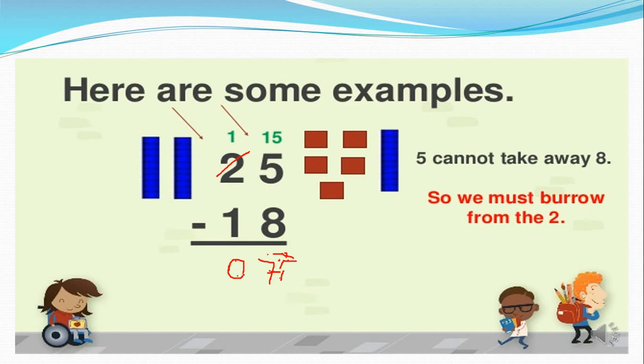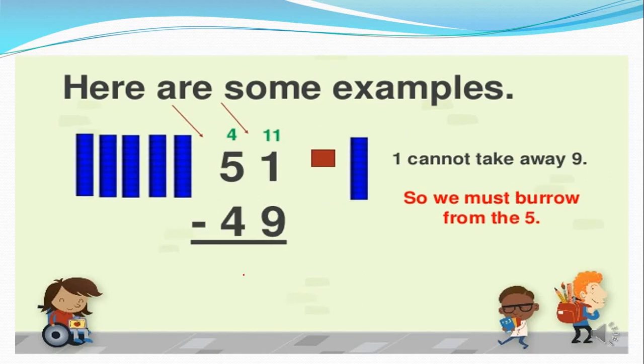Now let's move on to another example. Example number 2 is 51 minus 49. Let's check first the ones, and then the tens. 1 minus 9, is this possible? No, 1 minus 9 is not possible, because 1 is a small number and 9 is a large number. 1 cannot take away 9. That's why I am taking the borrow.